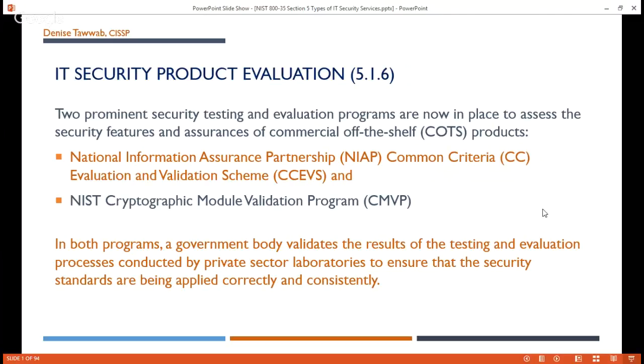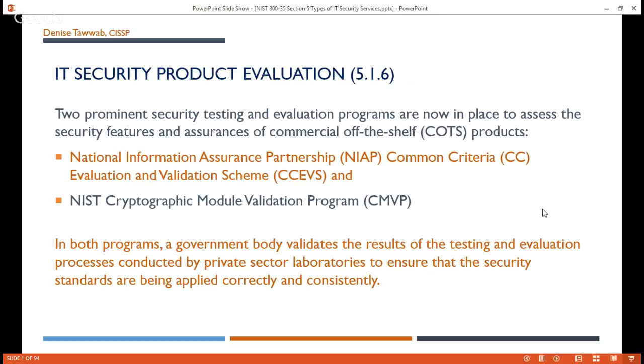And finally, in management security services, you have IT security product evaluation. Okay, there are two prominent security testing and evaluation programs in place to assess the security features and assurances of commercial off-the-shelf products. And that's going to be your National Information Assurance Partnership Common Criteria Evaluation and Validation Scheme, CCEVS. That's a mouthful. And your NIST Crypto Module Validation Program, CMVP.